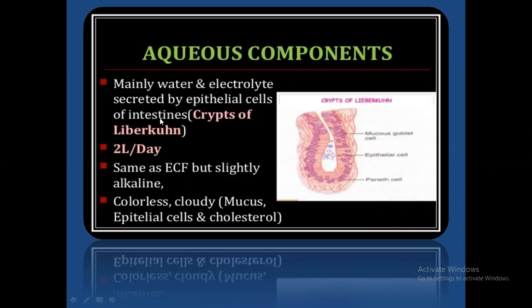These crypts of Lieberkuhn consist mainly of water. They produce mainly water and electrolytes, like different ions, by the epithelial cells. Basically, the intestinal juice is produced at 2 liters per day. This intestinal juice is mainly like ECF, extracellular fluid, but slightly alkaline in nature. Due to the presence of some ions or electrolytes, it is alkaline, colorless and cloudy, with mostly mucus, epithelial cells and cholesterol also present. These intestinal glands are producing substances like intestinal juice.